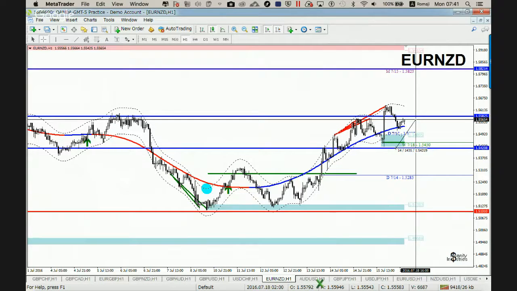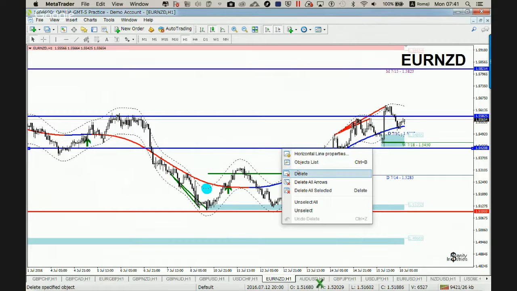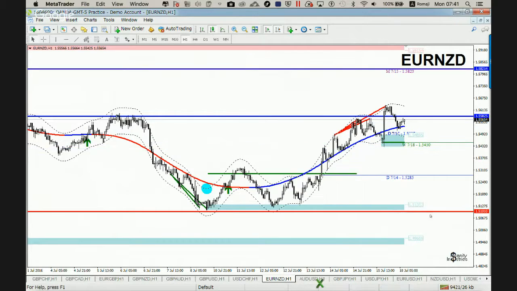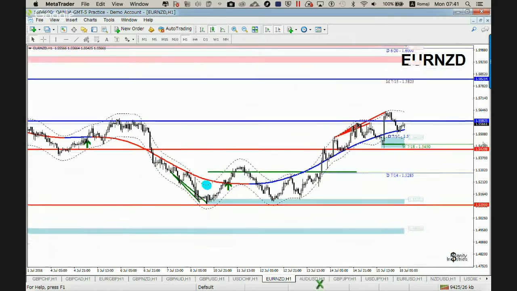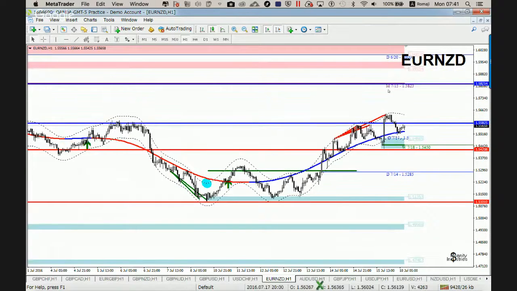You need about a 143 pip stop. You need to size your trade accordingly so that you're only risking 1% on that trade. But you can get into this trade at this point. And then your initial profit target would probably be the monthly pivot.